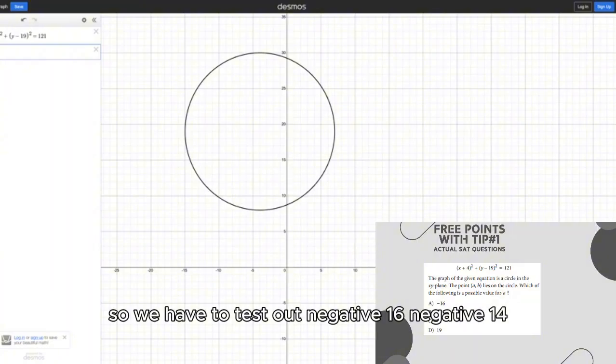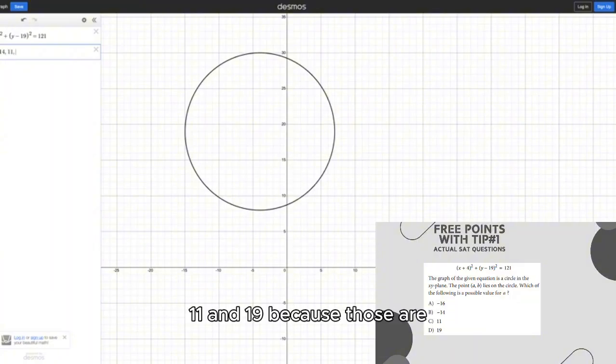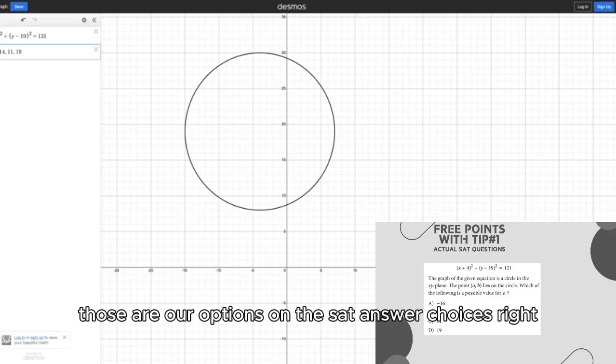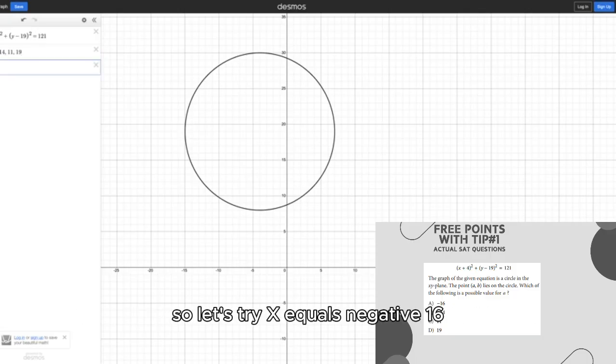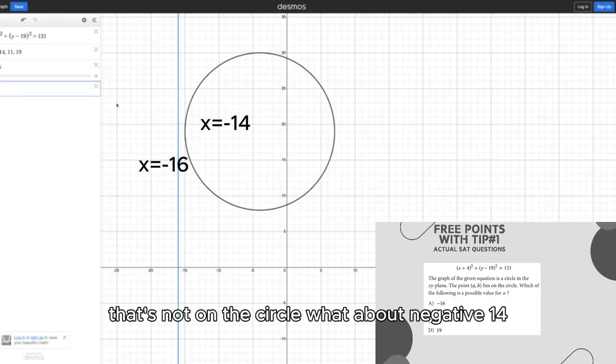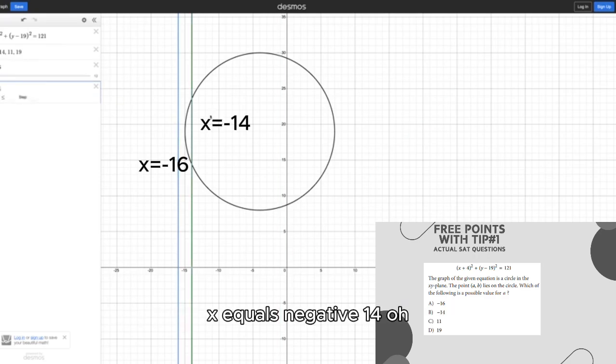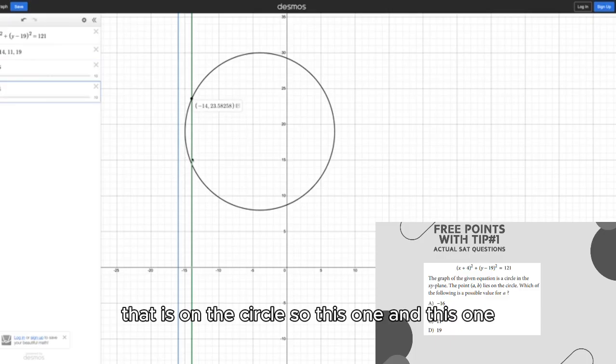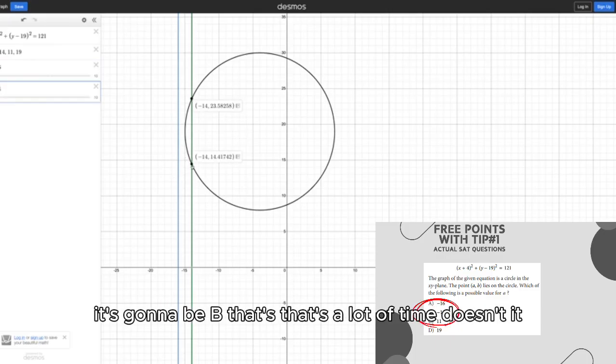So we have to test out negative 16, negative 14, 11, and 19 because those are our SAT answer choices, right? So x equals negative 16. That's not on the circle. What about negative 14? X equals negative 14. Oh, that is on the circle. So this one and this one. So that should be our answer. It's going to be B. That saves a lot of time, doesn't it?